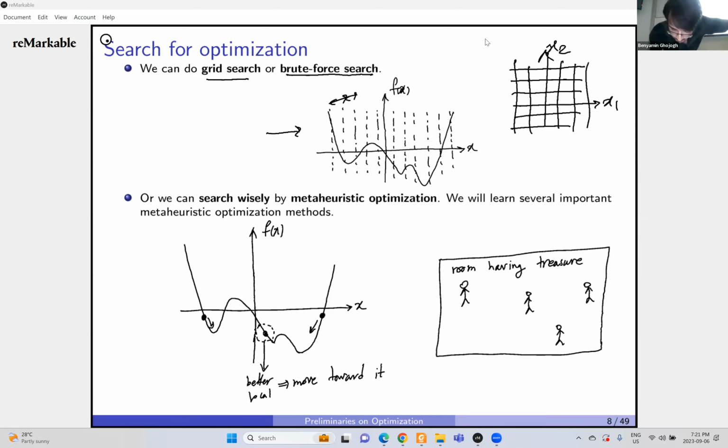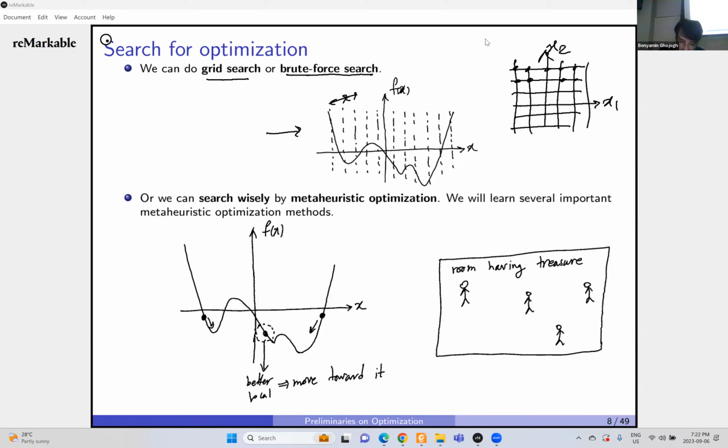Then you need to check all of these points. If it is 3D, you will have cubes, right? And you will see the number of points will increase a lot when you have high dimensionality. Therefore, grid search or brute force search is not optimal either, right? In terms of time complexity.